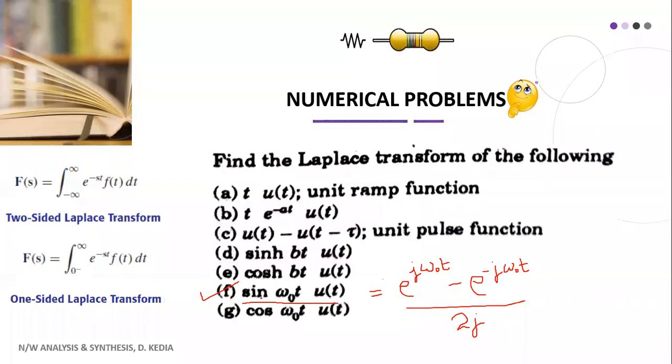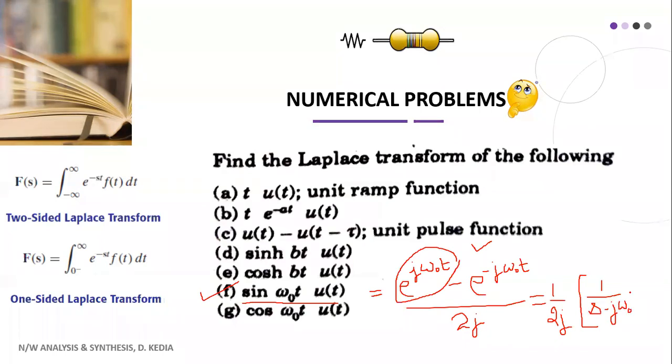Once you have converted this sine omega naught t into exponent, it is just a simple thing to obtain the Laplace transform. If you apply Laplace transform to this, what will you have? You will have 1 by 2j common, just in the same way as we have done for hyperbolic. The Laplace transform of this will be, you have ut multiplied, so that is 1 by s. You have plus here, you will have minus there. So 1 by s minus j omega naught.